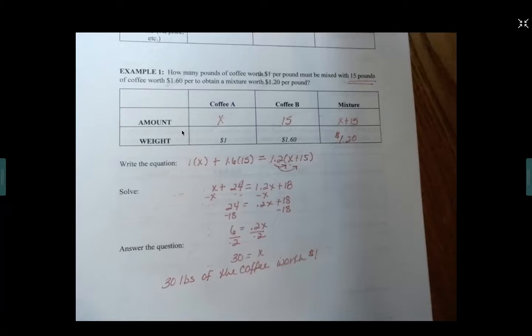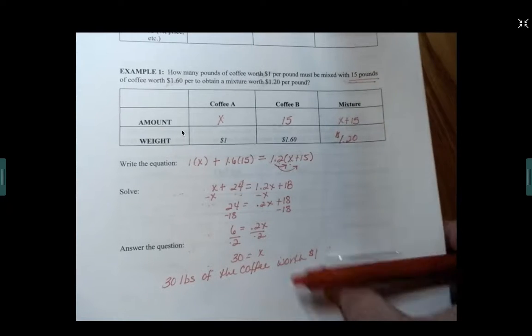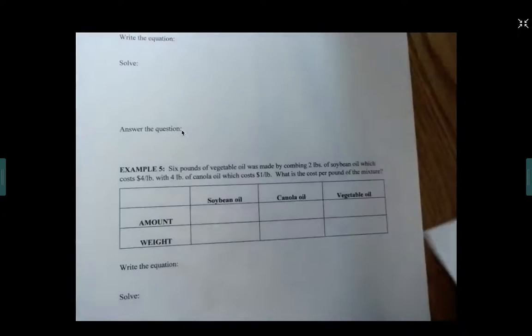Now, it's also important that you ask yourself, does this answer make sense? If we had gotten a negative answer, would it have made sense that we mix a negative amount of coffee? The answer is no, that would not make sense. Likewise, would it make sense if we had an answer like 3,000? Would it make sense to mix 3,000 pounds of coffee? These sorts of questions will help you catch little errors and see if what you're doing makes sense. So let's look at another example.